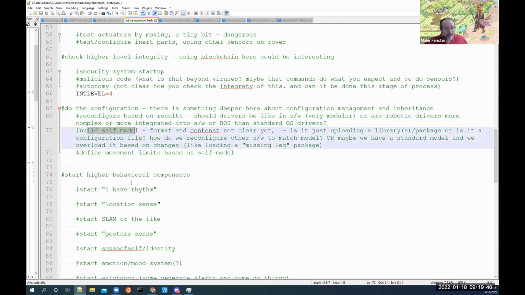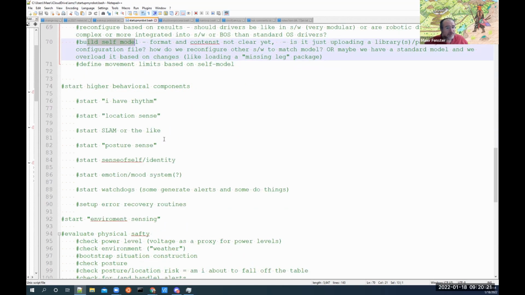We build a self model. I have 6 legs and they can move such and such. I have 4 wheels and they can move such and such. I have a LiDAR and a camera. Again, it could be that we dynamically reconfigure, and it could also be that we simply download a package, or we could perhaps download changes like, I'm a standard robot, but I'm missing a leg. I don't know the answer to any of this, but it has to be done, and it's at the operating system level.